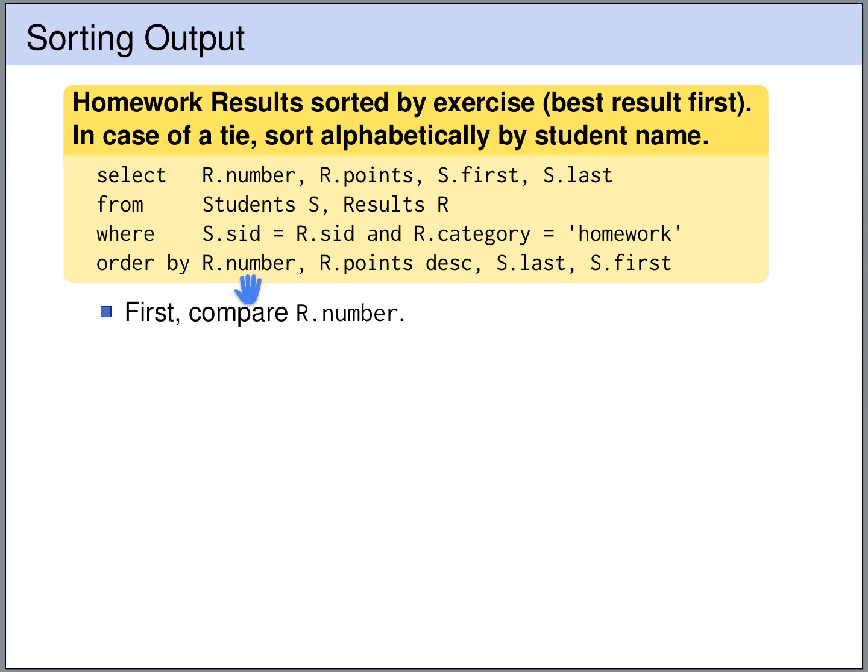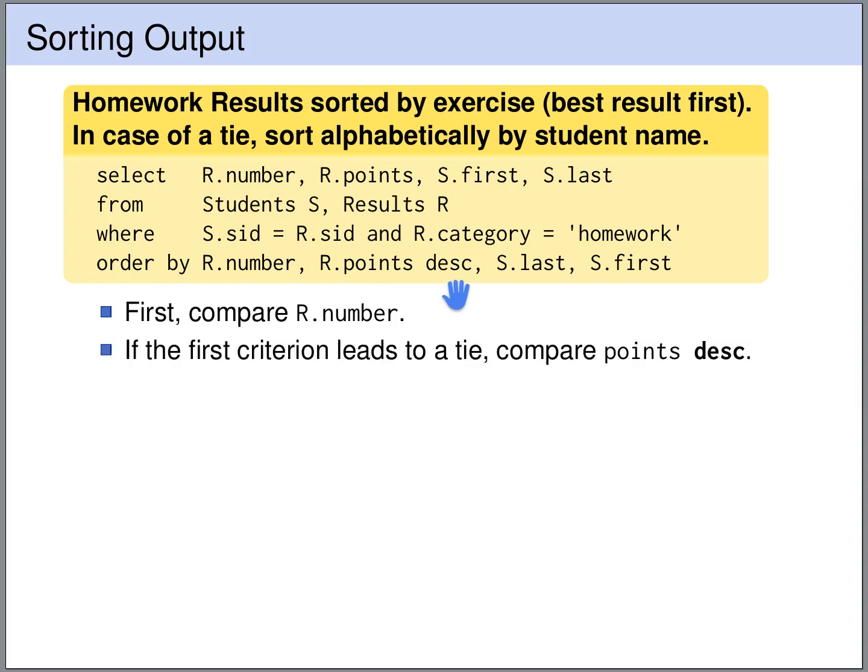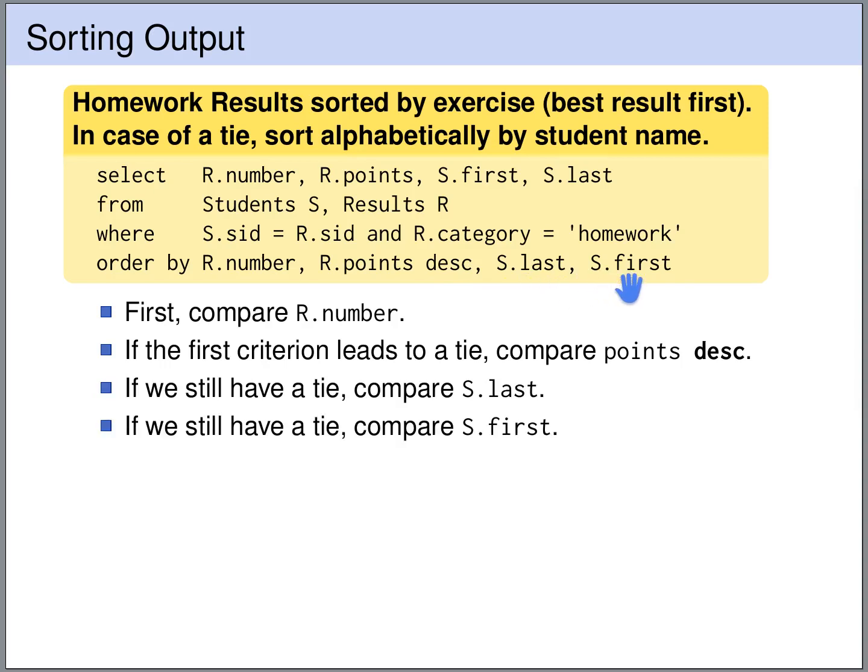If the numbers differ, then this already decides the order on our rows. Only if we are within the same homework number, then we are comparing the points that the students have obtained on this homework. And we are ordering the points in descending order. So we are first listing the students with the best result for this homework. And if we still have a tie, we compare the last name. And if this also still gives a tie, then we also compare the first name.